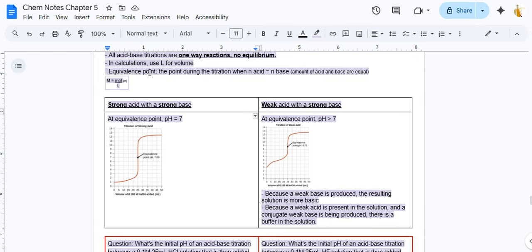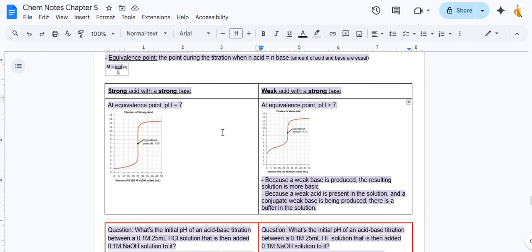And at equivalence point for weak acids with a strong base, pH is larger than 7, so it's more basic. And what's special about weak acids with a strong base?